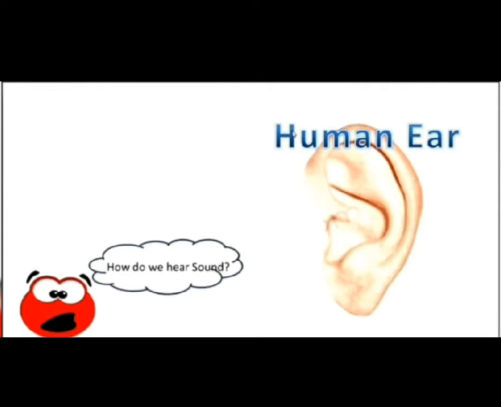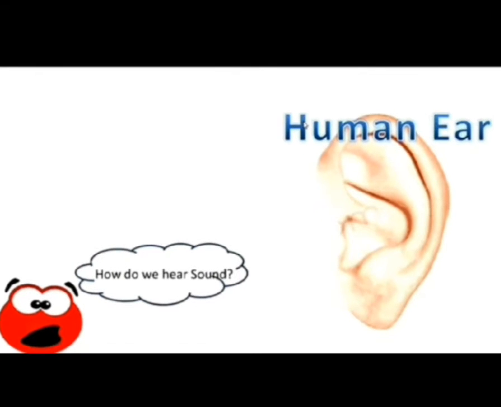So far, we got to know that sound is produced by vibrations. Sound needs a medium to propagate. It can travel through solids, liquids, and gases. Now, the question is, how do we hear sound? Sound is getting produced from some object, but how are we able to hear it?